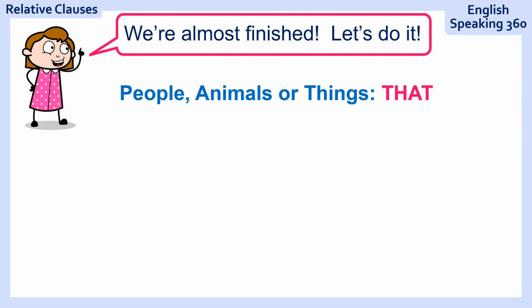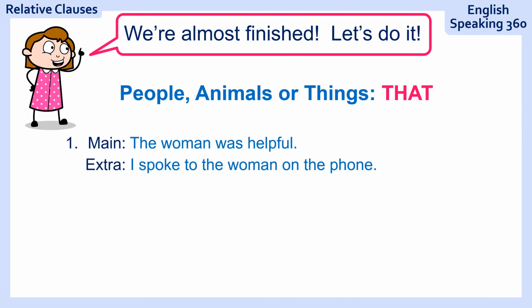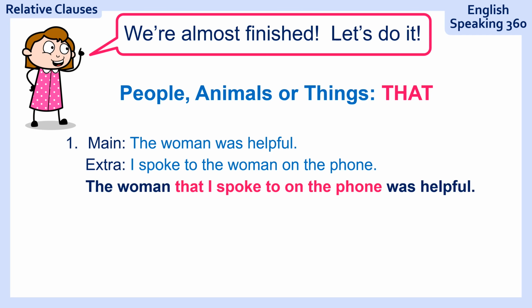We're almost finished, so let's do a little bit more practice. Number 1, the woman was helpful. I spoke to the woman on the phone. Okay, now put them together and it gives: the woman that I spoke to on the phone was helpful.